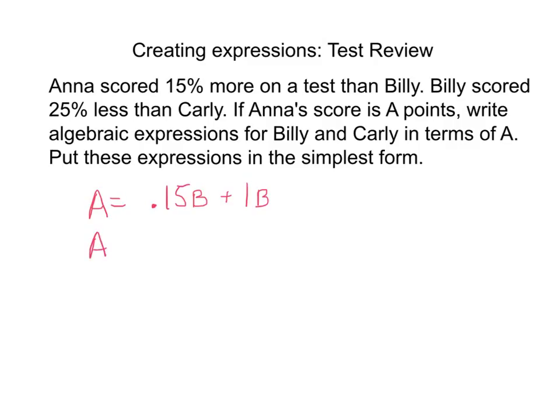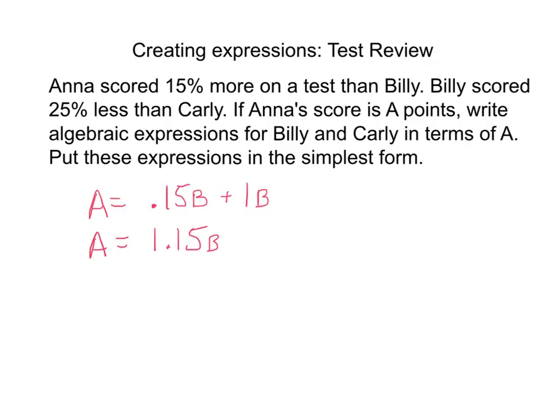And yes, I would have started with that. Yeah, that would be a lot easier. A equals 1.15B. Now just double check that you're taking the 15% of Billy's score because she scored 15% more on a test than Billy. So you've got to make sure you're taking 15% of Billy's score and adding it, which is what you're doing here. That's good. Okay? Actually, we'll leave that here for a second.